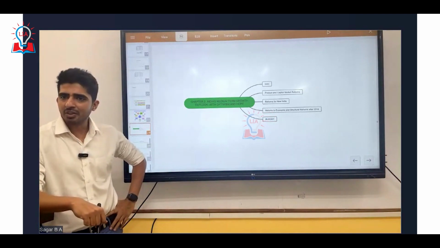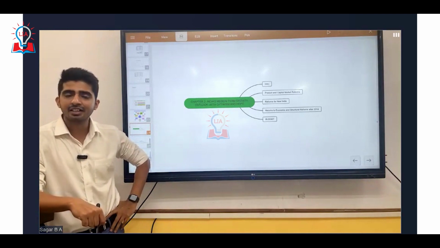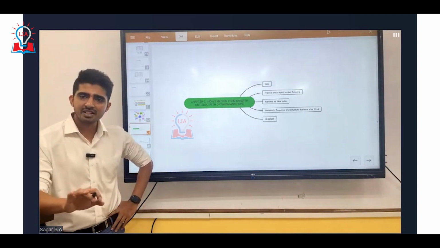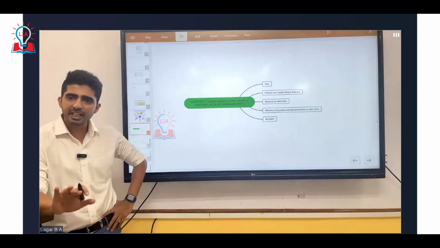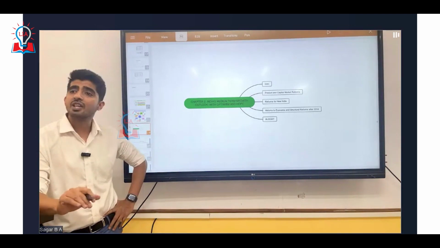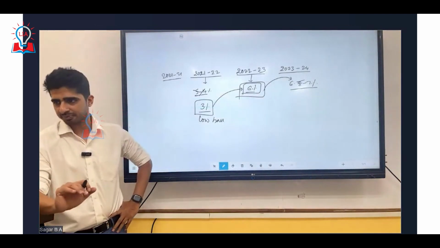What is this chapter about? This is the chapter about the reforms that have been taken in the previous generation. When we say the previous generation, before 1991 and after 1991. And in the new India, what is new India according to the survey? After 2014, it is considered new India.